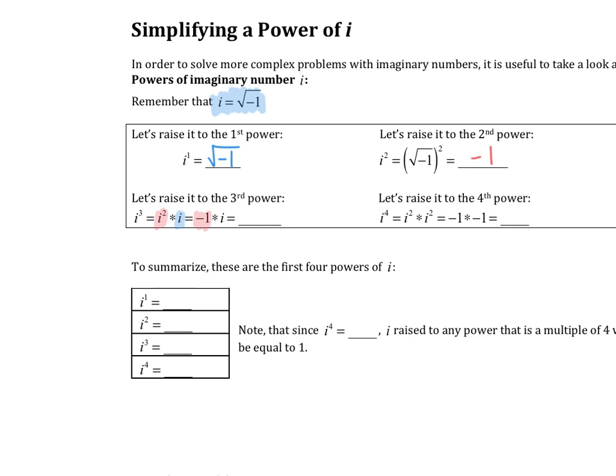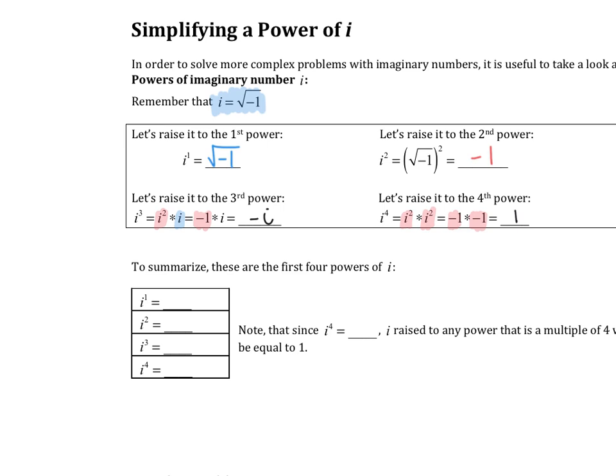So negative 1 times i is negative i. So i to the third power is negative i. And then if I raise it to the fourth power, it can be broken down into two i squareds, which are both negative 1. So negative 1 times negative 1 is 1. So i to the fourth power is 1.